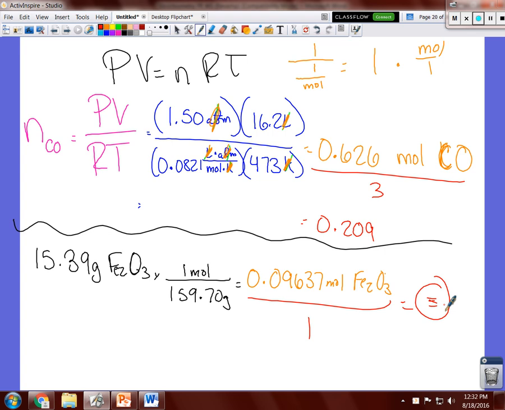So according to our rule, we're just using an identifier. Which one is now our LR? That's our LR. That's our limiting reactant. Because it's less than. 0.09 is less than 0.2.